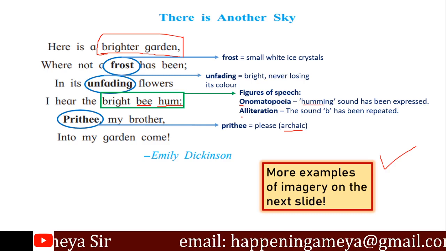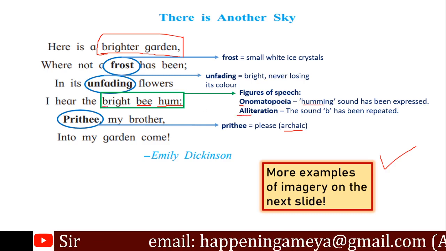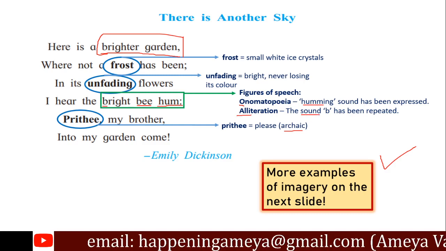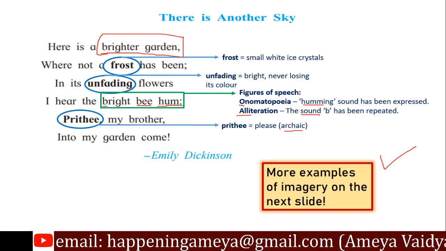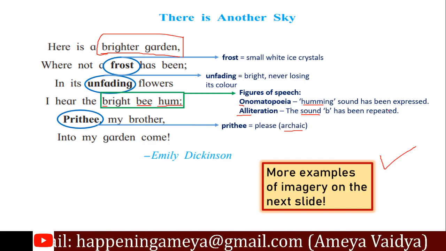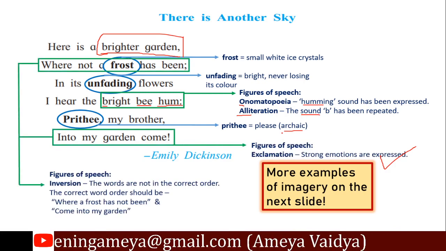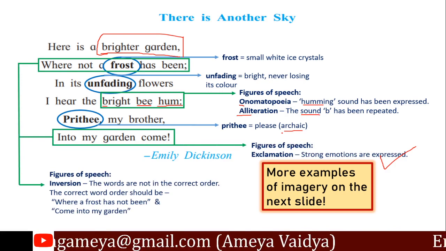Also, it will qualify as alliteration because the B, "bright bee," the B sound has been repeated. Guys, note that you don't write that the letter B has been repeated. You always say the sound B has been repeated. I've told you already about pretty. Well, there are a couple of more things to study.